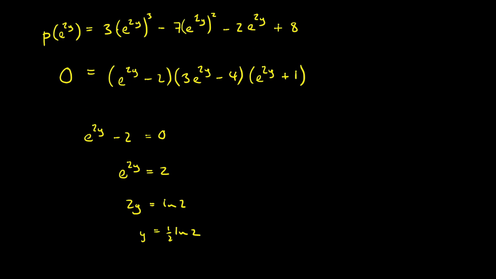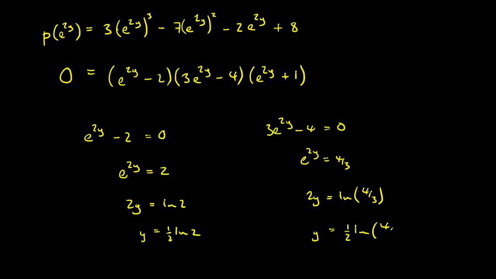Alternatively, what if this factor is 0? Then that means that 3e^(2y) minus 4 is equal to 0. So e^(2y) is equal to 4 upon 3. So 2y is equal to the natural log of 4 upon 3. And so y is equal to a half of the natural log of 4 upon 3.